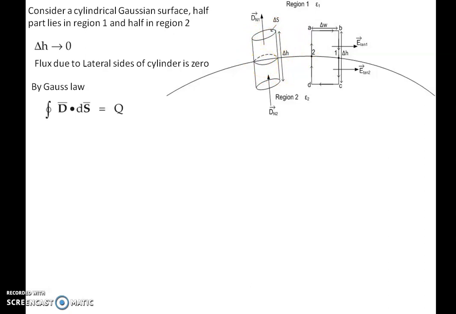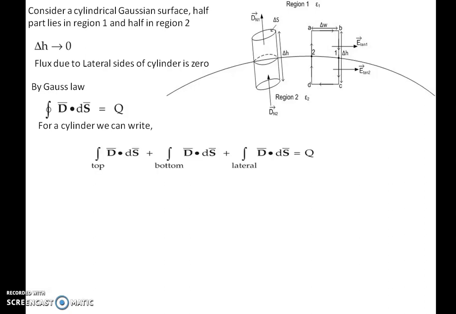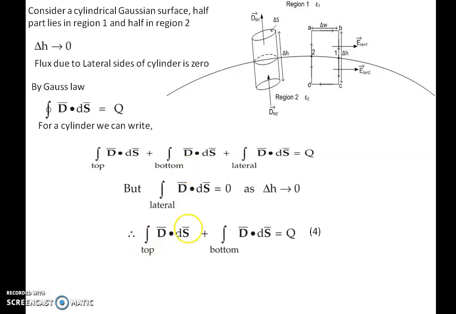Now using Gauss law, we can write the surface integral of D dot dS is equal to Q. So D can be split into three parts: one is the top surface, the other one is the bottom surface, and the side surface or lateral surface. But here the flux corresponding to the lateral surface is 0 because delta H tends to 0. Now we have to find the flux corresponding to the top surface and bottom surface. So I'll take that as equation 4.